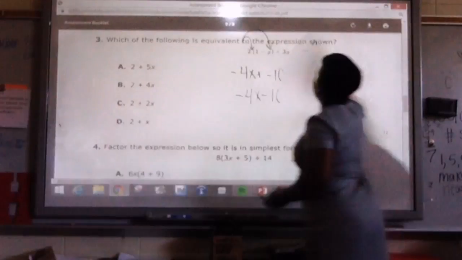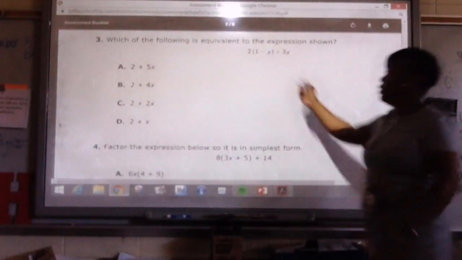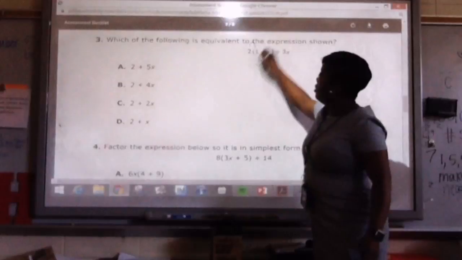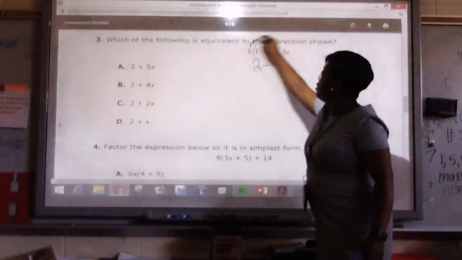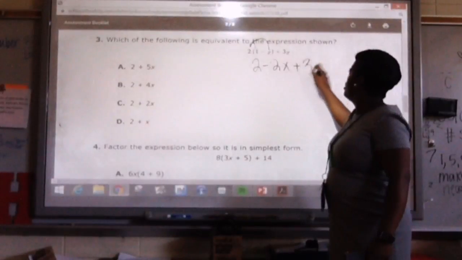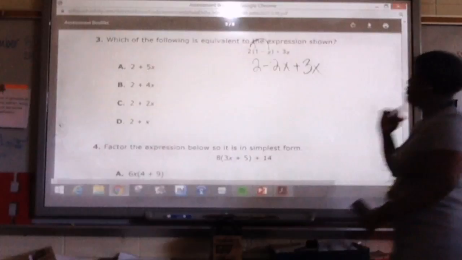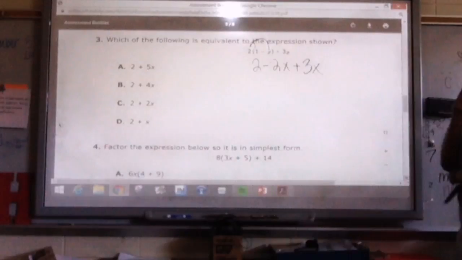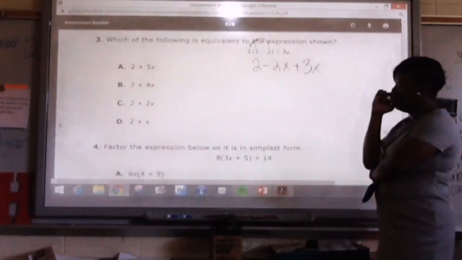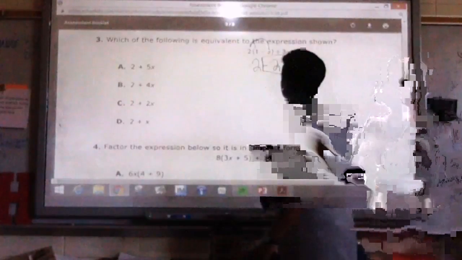Number 3. All you had to do was distribute. Do you see any like terms? Yes. All right. What are they? Negative 2x and 3x. So the answer for number 3 was B.